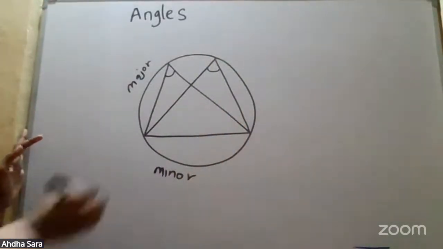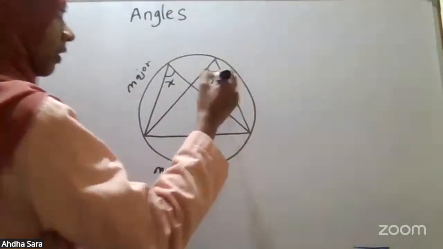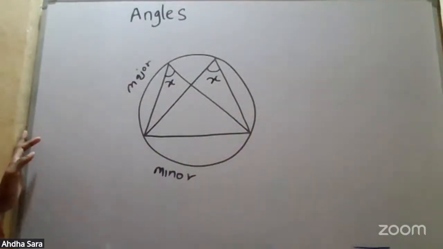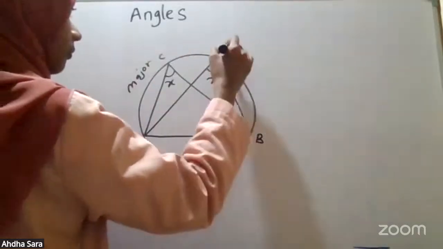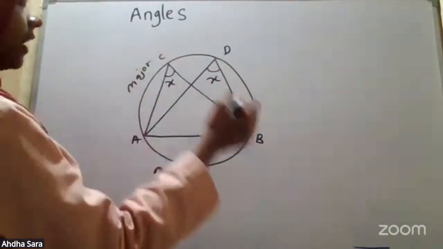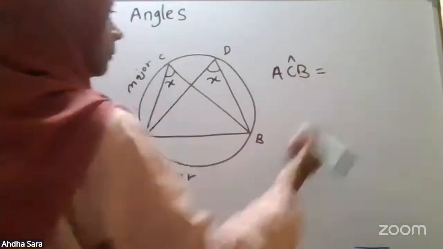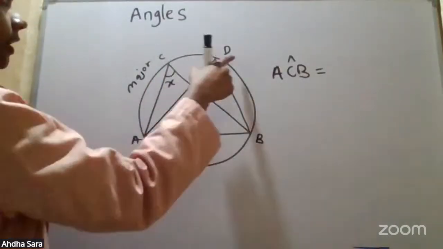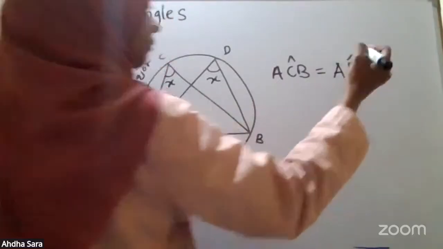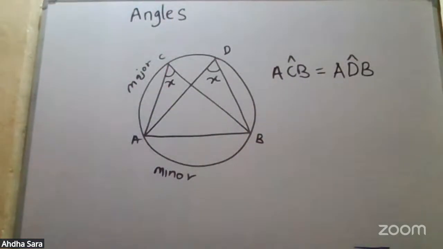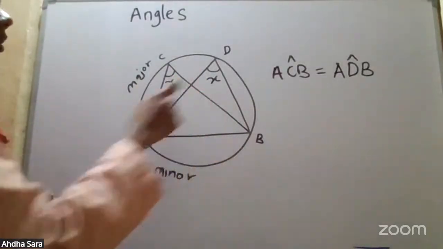In this theorem, the angles formed in the same segment are equal. So the angle ACB will be equal to the angle ADB. So this is theorem 2. The angles in the same segment are equal.